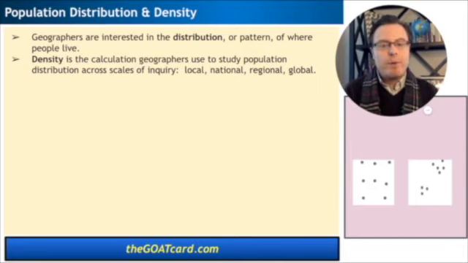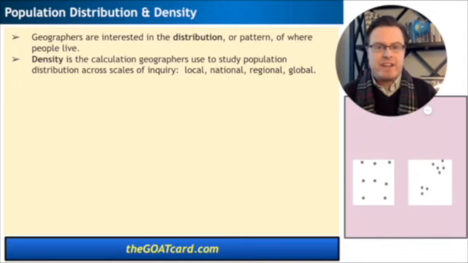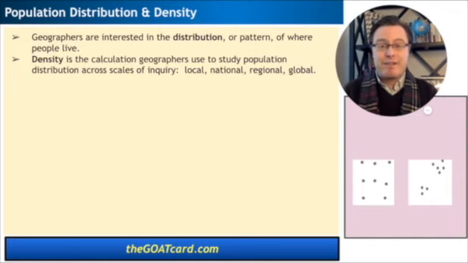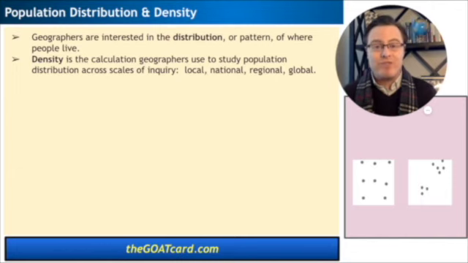So for example, if we were at a local scale of inquiry, we would be studying the data in a particular neighborhood or town. If we were studying a particular geographic phenomenon at the national scale of inquiry, we would be studying all of the data for a particular country. If we were studying a particular geographic phenomenon at a regional scale of inquiry, we would be looking, for example, at an entire region of places, such as all of North America. If we were studying a particular geographic phenomenon at a global scale of inquiry, we would be studying all of the data from across the world.